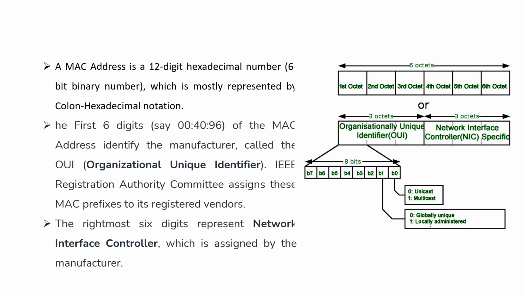The rightmost 3 bytes, or 6 digits, are assigned by the NIC card manufacturer, which is unique to a device. That is, no other device has that number. This configuration makes a device unique itself, so that any data transmitted to this MAC address would reach the destination easily.